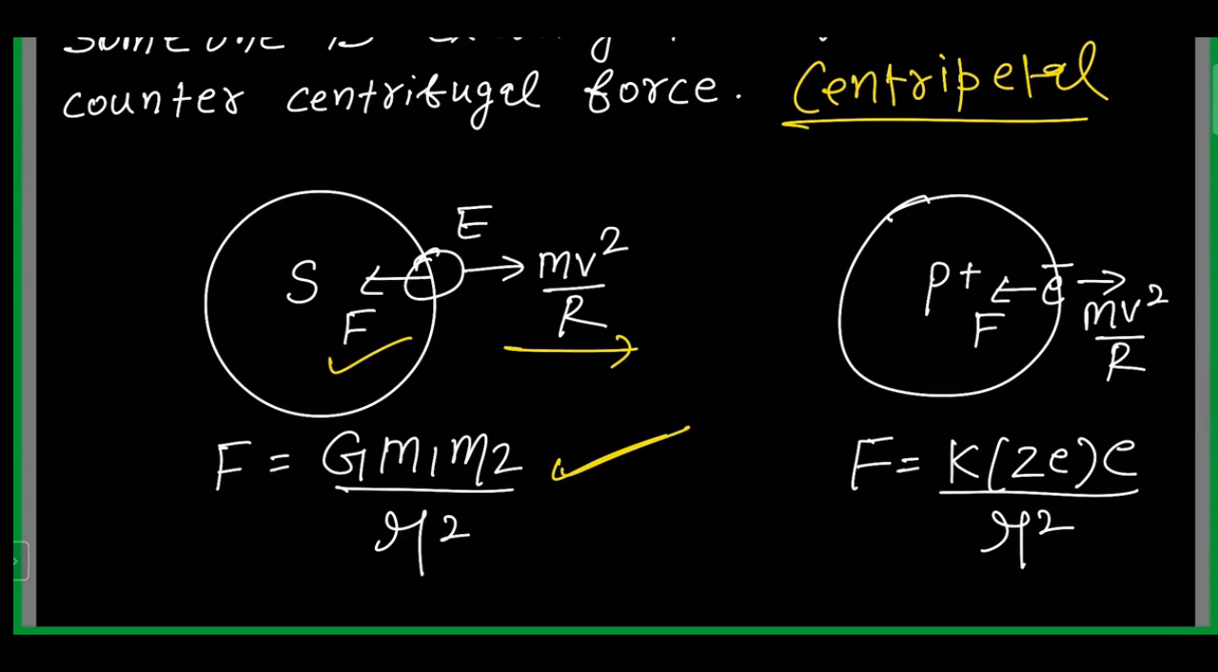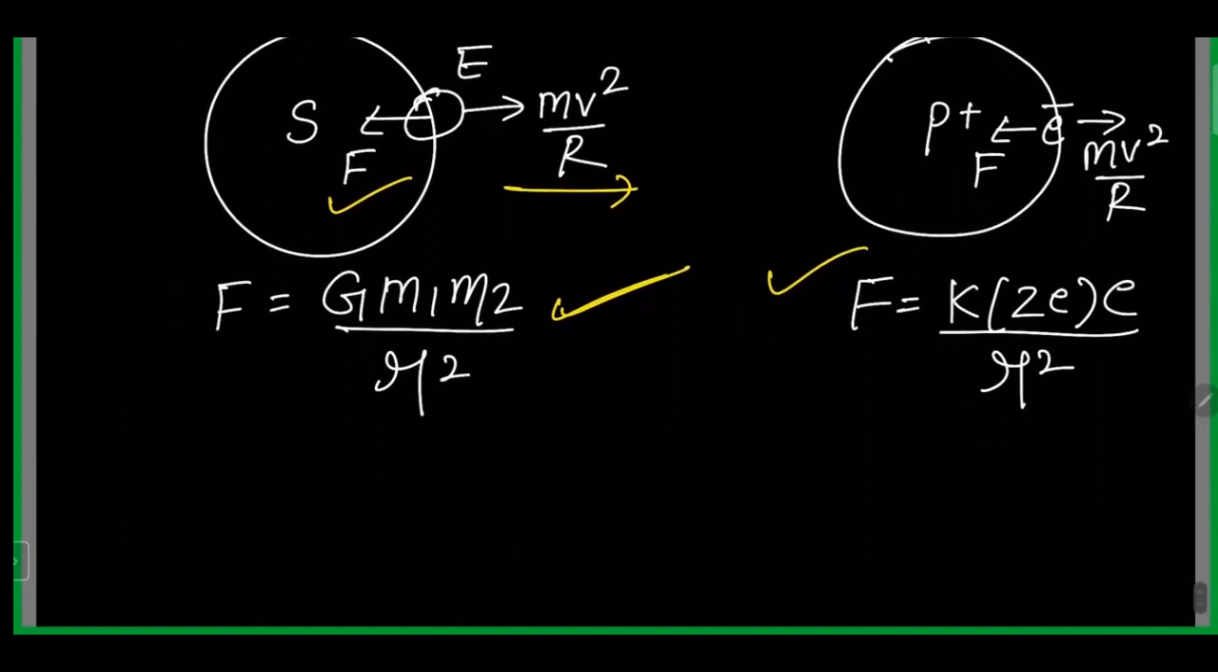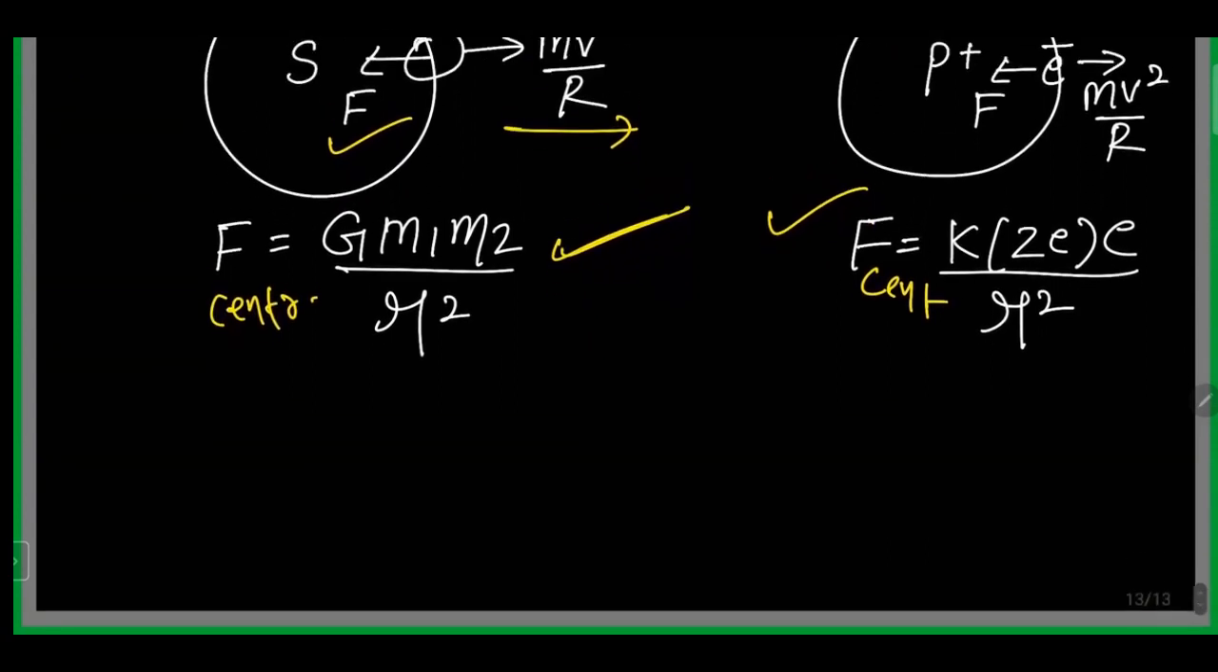Now the second is an electron rotating around a proton. What is the centripetal force here? The electrostatic force, K Z e square by r square. So this is your centripetal force. So in each situation, the centripetal force is different.